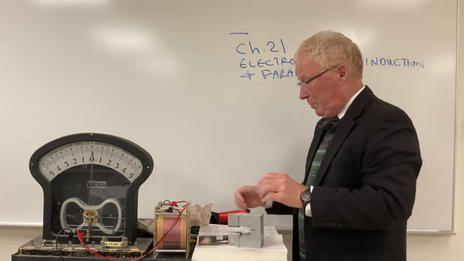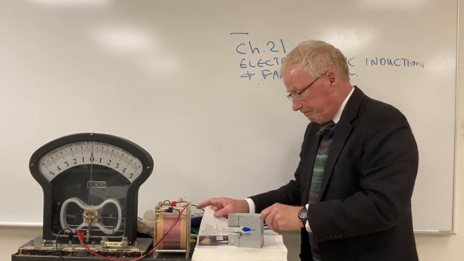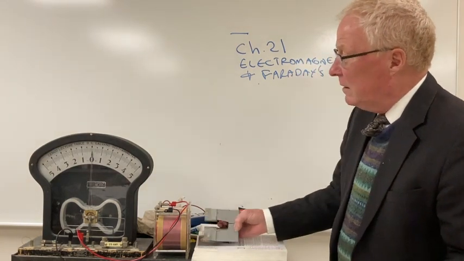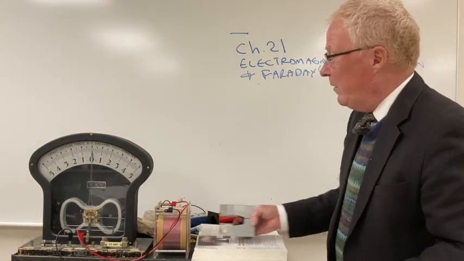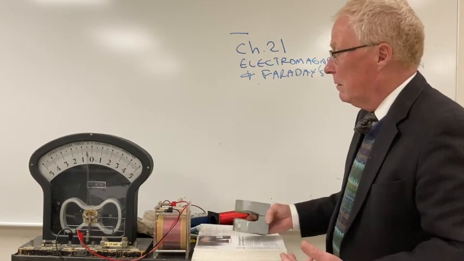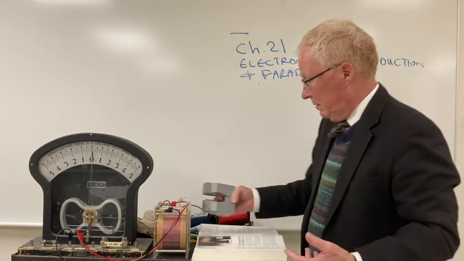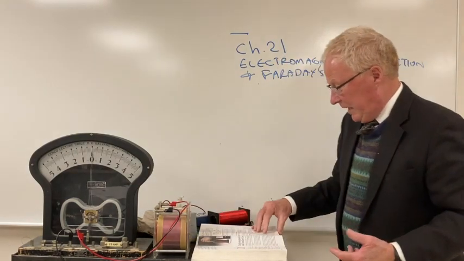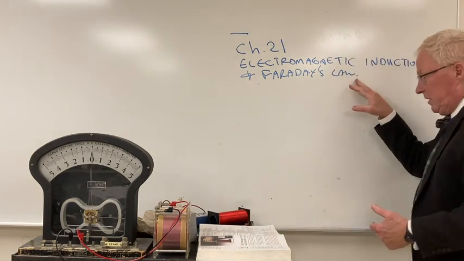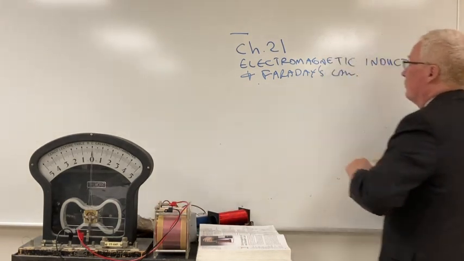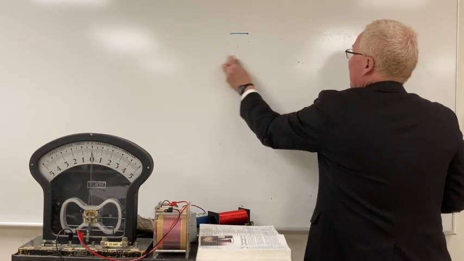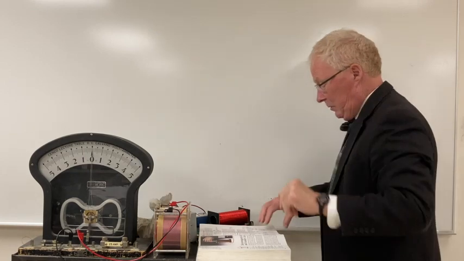So that's how we can produce a current. This is the principle of a generator. Nothing happens if it's not moving, and the faster we move it, the bigger current we get. So that's the principle we call Faraday's law. I'll write this down here and go from there.